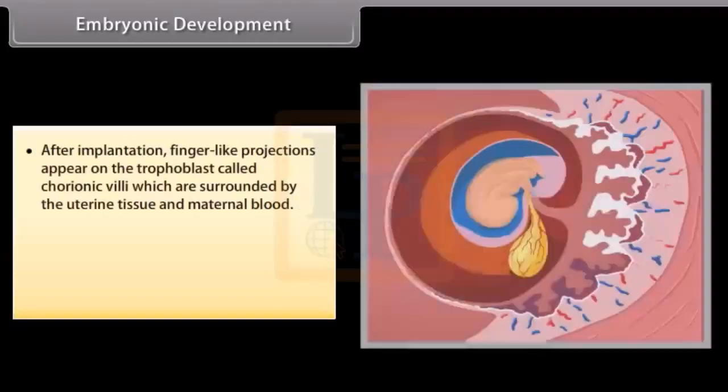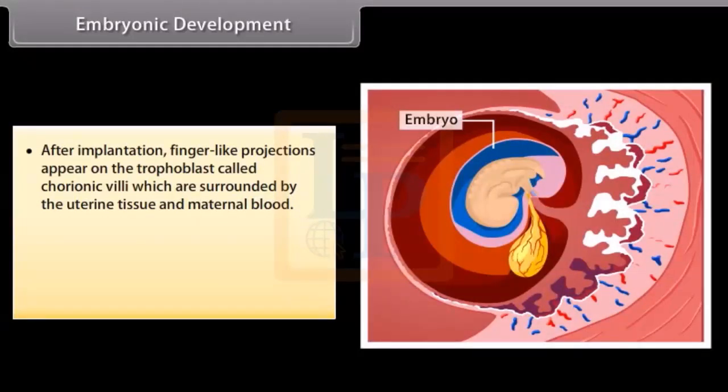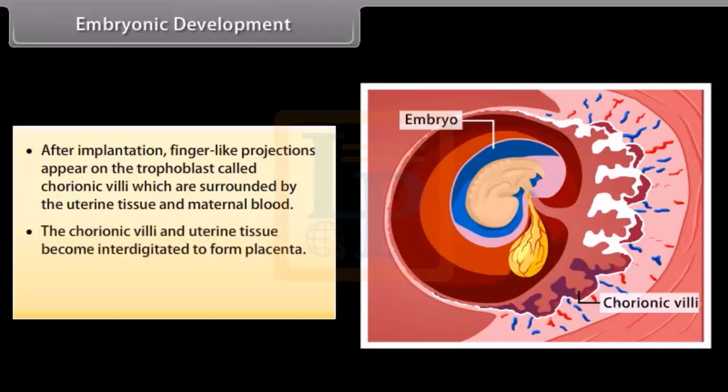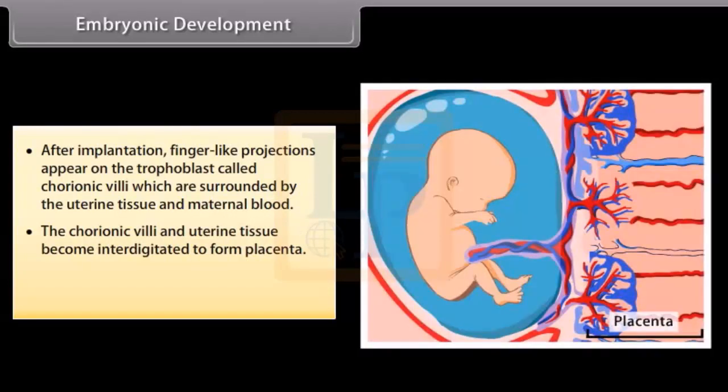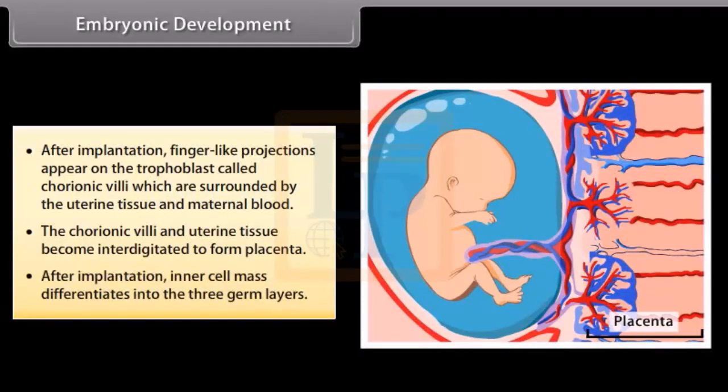Embryonic development. After implantation, finger-like projections appear on the trophoblast called chorionic villi, which are surrounded by the uterine tissue and maternal blood. The chorionic villi and uterine tissue become interdigitated to form the placenta. After implantation, the inner cell mass differentiates into 3 germ layers.